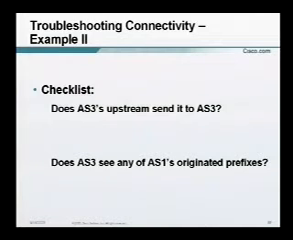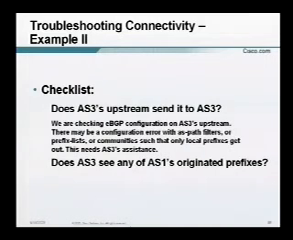Right, getting back to the example. Does AS3's upstream send it to AS3? Well, what you do is you try and find out from the AS path who AS3's upstream is. Because AS3 is announcing networks, you can find out from them what the AS path is, and then you can try and figure out from their upstream if they can see the prefix. If AS3's upstream is running a looking glass, you can go to the looking glass there and see if you can see it. If they're not, then try and go as close as you can.